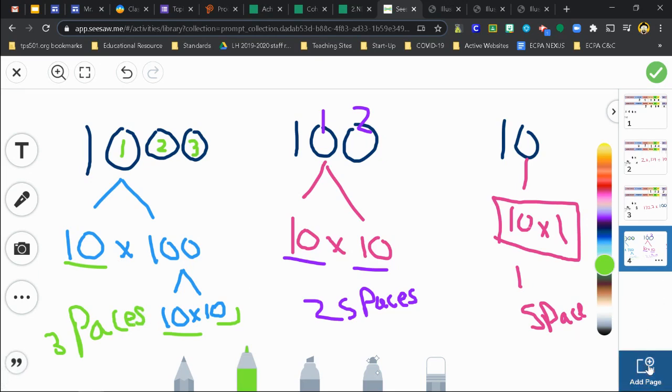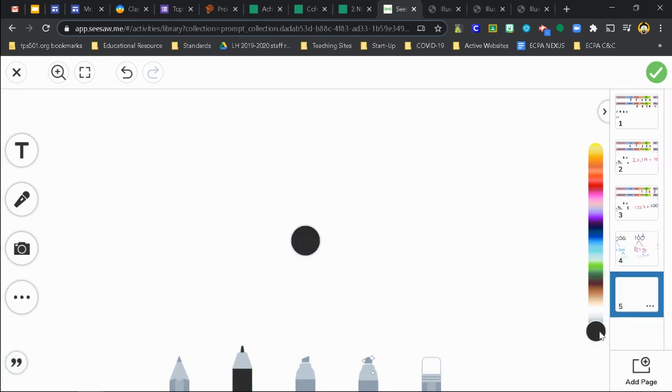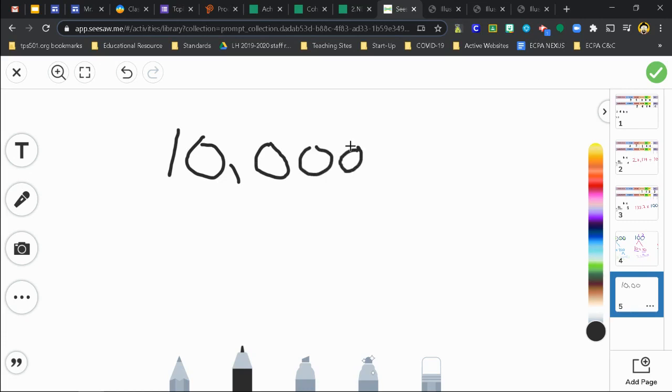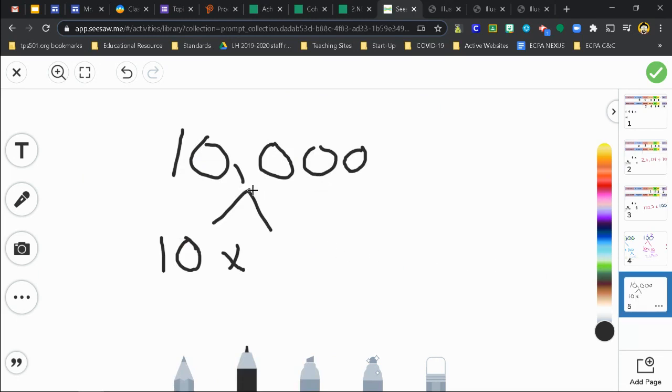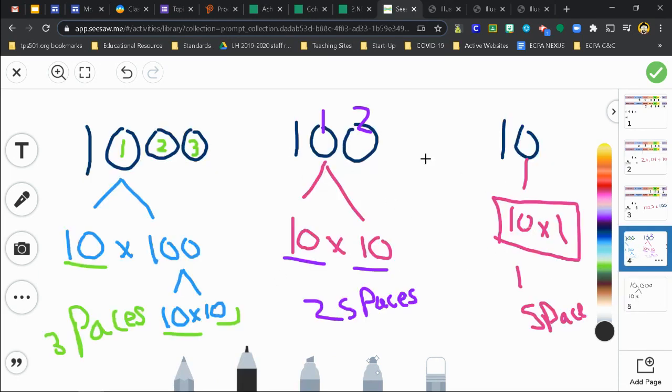I got a bonus challenge for you. Let's take the number 10,000. And we're going to break it down into 10 somethings. And I'll give you a hint. You got to come over here and look at this place value chart, because 10 ones is 10. 10 tens is 100. 10 hundreds is 1,000. And so on and so forth. So use that to break this 10,000 down the same way we broke down these three trees.